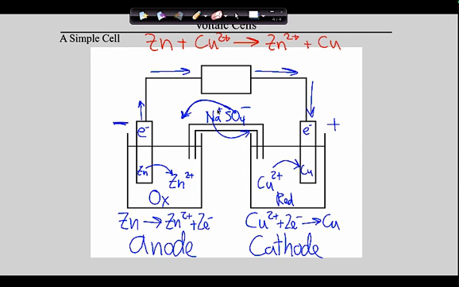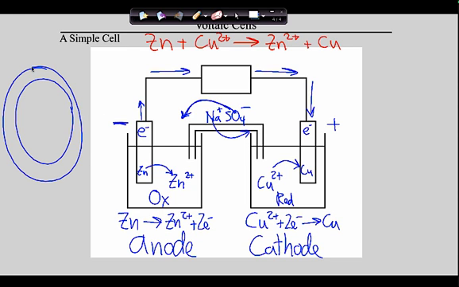So what's the purpose of having that salt bridge? Okay, think about it this way. If you had, and I'll just write it off to the side, imagine that you have a hose, and your hose is a complete circle. Okay, so the idea is that if you, wait, does this work?